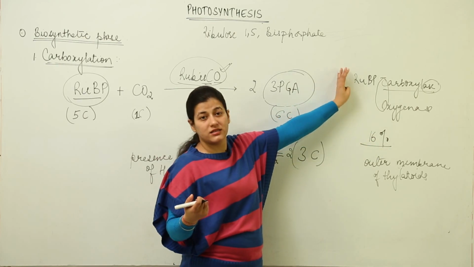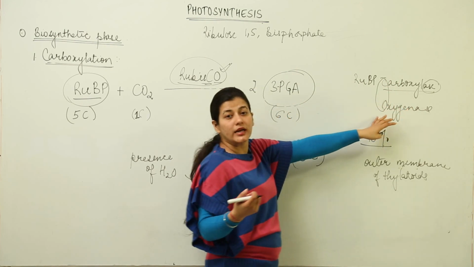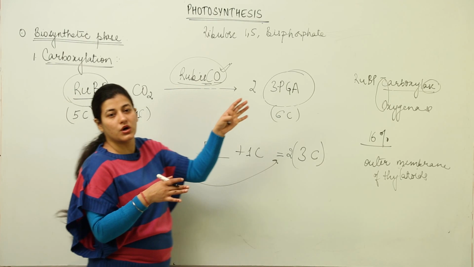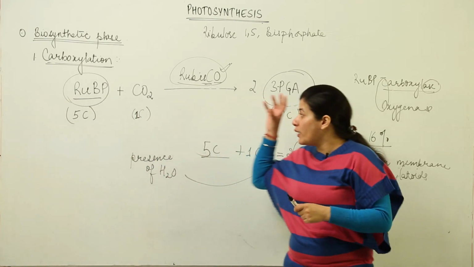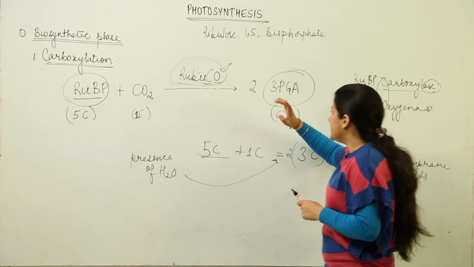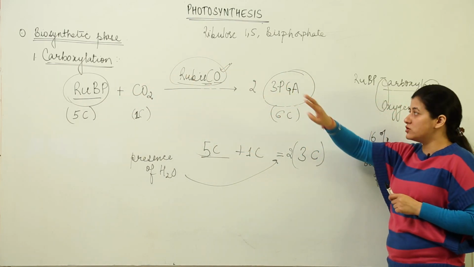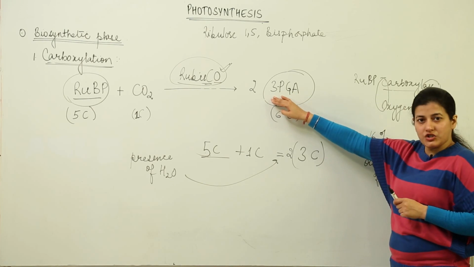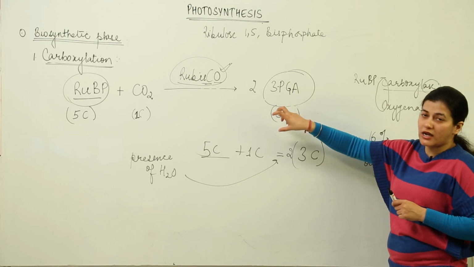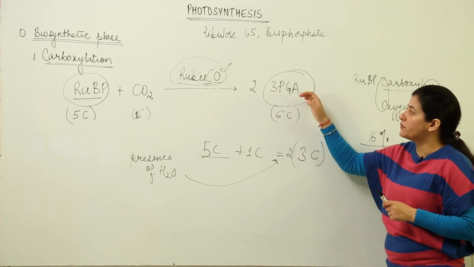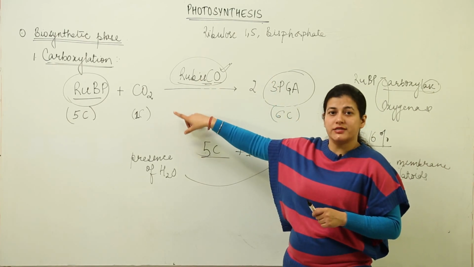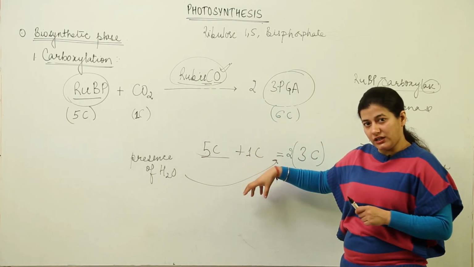This Rubisco has the carboxylase activity as well as oxygenase activity. Because we are dealing with the biosynthetic phase, we talk about its carboxylase activity, where it is responsible for fixing carbon dioxide into RuBP, and it leads to formation of 2 molecules of 3-PGA. In the beginning the intermediate formed was a 6-carbon compound, but because of the presence of water, it got broken down into 2. So this is what happens when the carbon dioxide molecule gets fixed in photosynthesis.